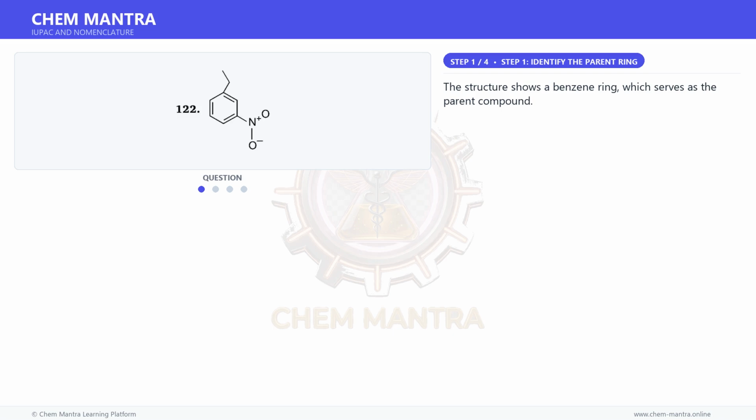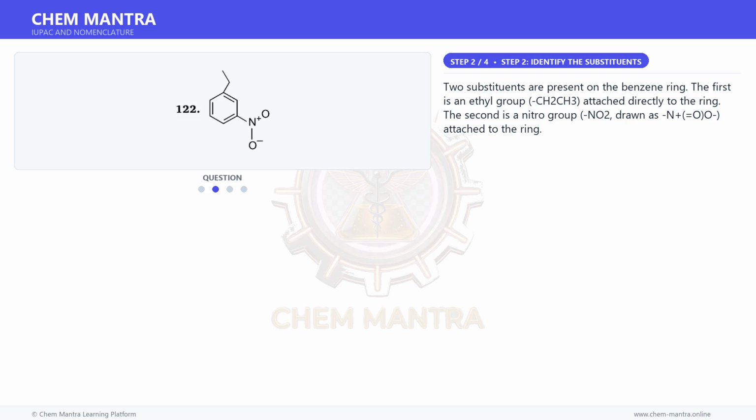The structure shows a benzene ring, which serves as the parent compound. Moving on to the next step. Two substituents are present on the benzene ring. The first is an ethyl group, CH2CH3, attached directly to the ring. The second is a nitro group, NO2, drawn as N+ double bonded to O, O-, attached to the ring.